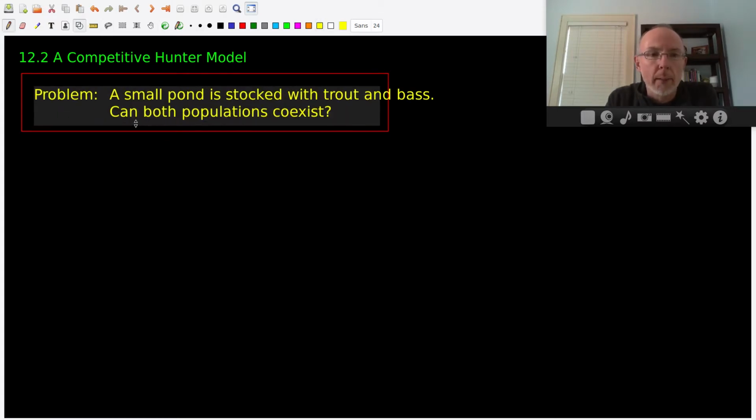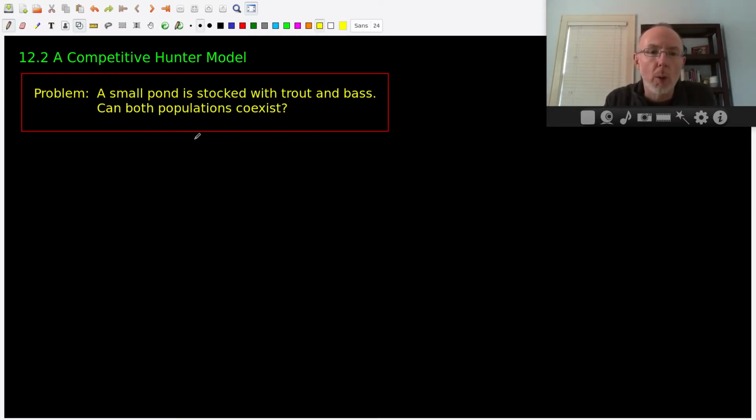So our problem here is the idea of having a small pond and it's stocked with two different types of fish, trout and bass. Both of these fish have the same food source, and so these are two hunters essentially who are competing with each other. So we have two different species, and those species are competing for the same food source. And apart from that, they probably don't interact. And we're asking the question, can the populations coexist? Can we expect to have both species survive in that pond?